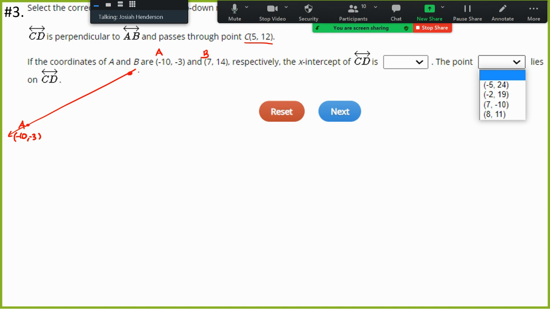B is at 7, 14. CD is perpendicular and it goes through 5, 12. So maybe that's right here somewhere. Doesn't really matter where you put it in your picture, but we know that they're crossing because it says at the beginning they're perpendicular. So they have to be crossing somewhere. So draw your CD in there.